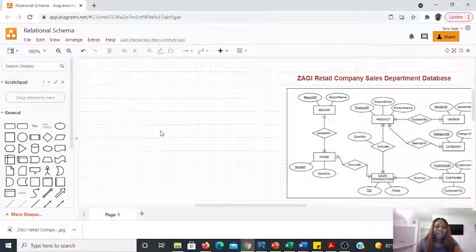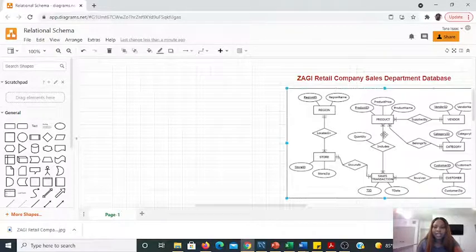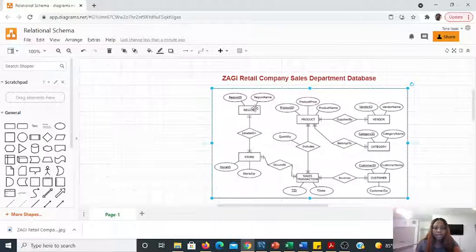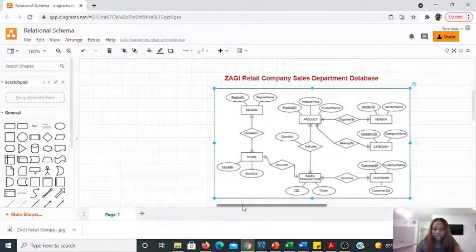Hello everyone. I will walk you through how to convert an ER diagram into a relational schema by using the Zagi retail company diagram. The diagram has the entities, their attributes, and the relationships. For instance, region and store have a one-to-many relationship, store and sales transaction have a one-to-many relationship, product and sales transaction have a many-to-many relationship, and so on. So I will be representing this diagram in a table.